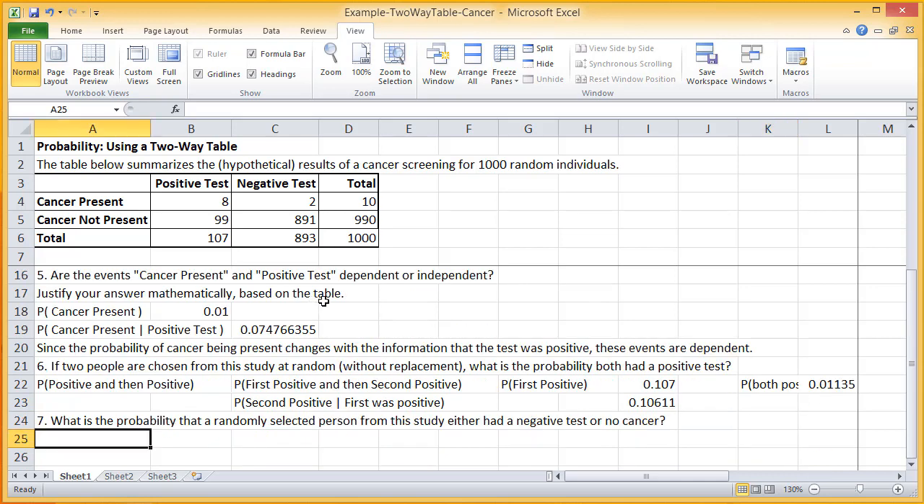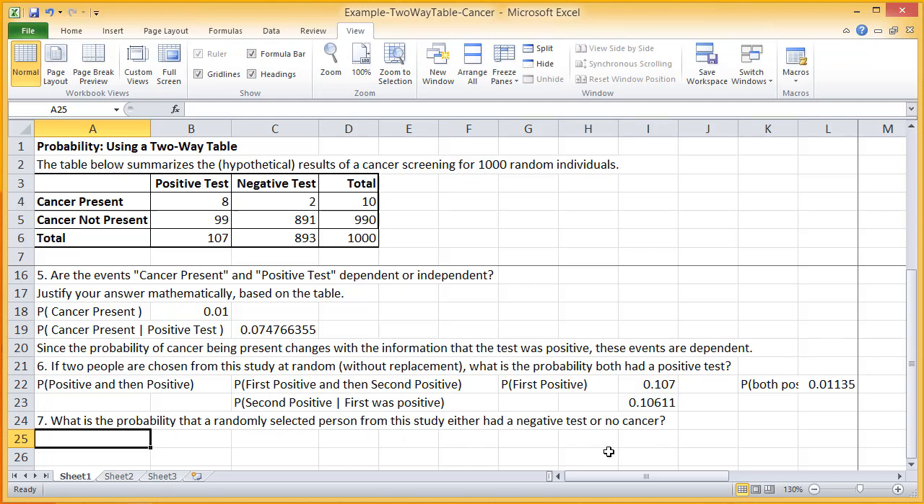Okay. Finally, the last question. What is the probability that a randomly selected person from the study either had a negative test or no cancer? So the key word in this question is the word "or." We're looking at one randomly selected person from the whole study, so the denominator is 1,000, and we're looking for either one or both of these events, negative test or no cancer.